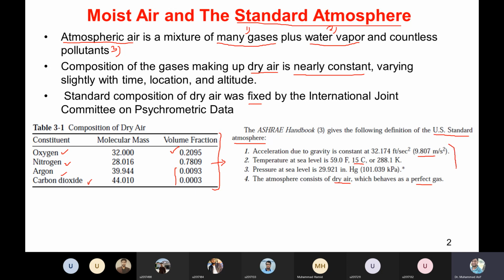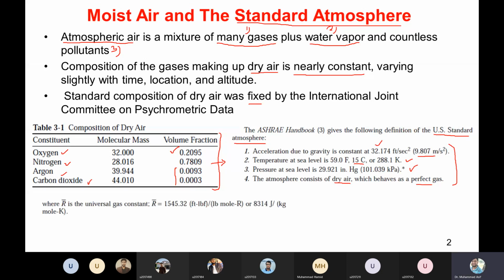So this is the meaning of the standard atmosphere, in which you have to define the value of g, the standard temperature, the standard pressure, and that dry air will be acting as a perfect gas. So that's actually the meaning of the standard atmosphere.